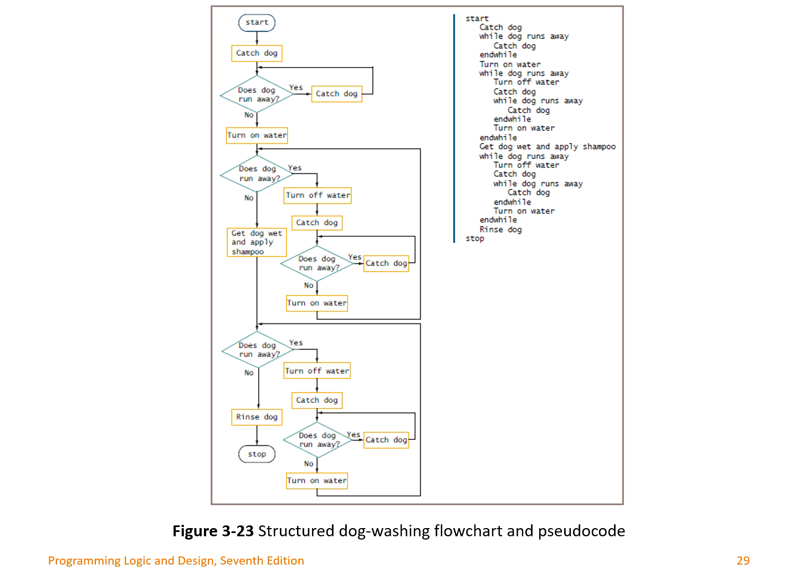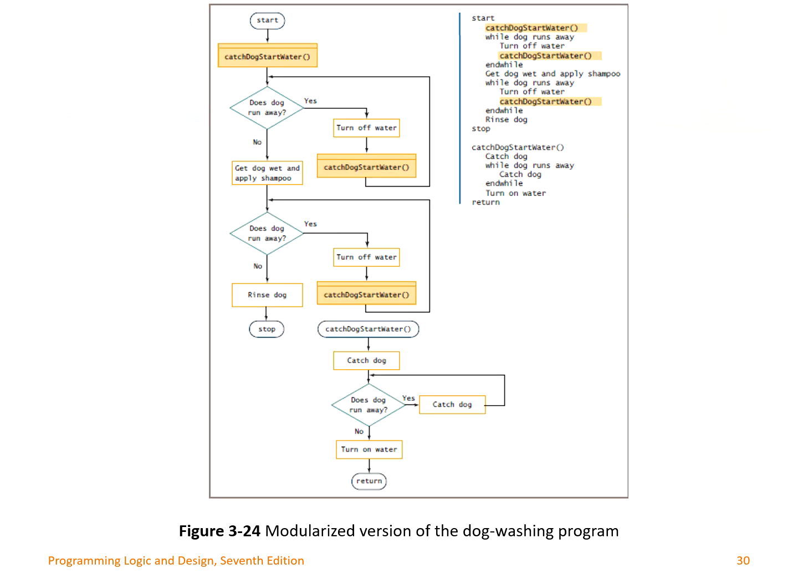Figure 3-23, structured dog washing flowchart and pseudocode. This is the visual representation with respect to its flowchart and pseudocode. Figure 3-24, modularized version of the dog washing program. This is the modular version of the dog washing program with respect to its flowchart and pseudocode.